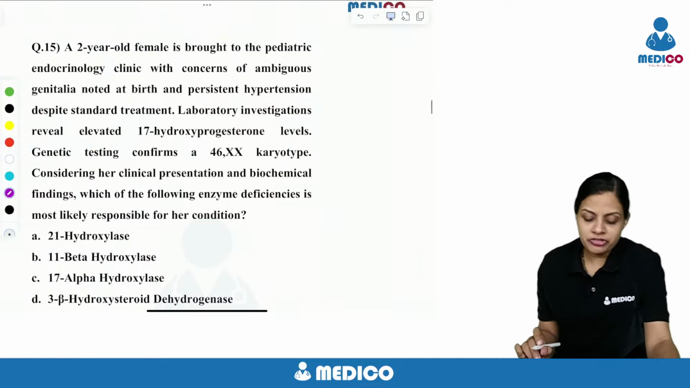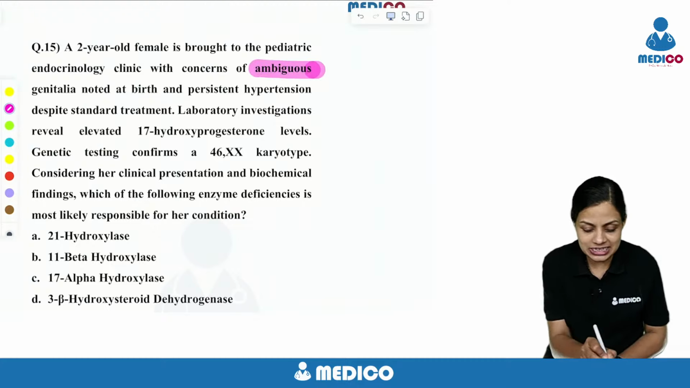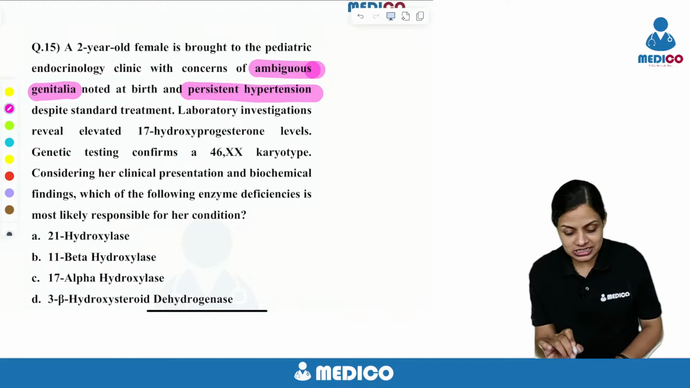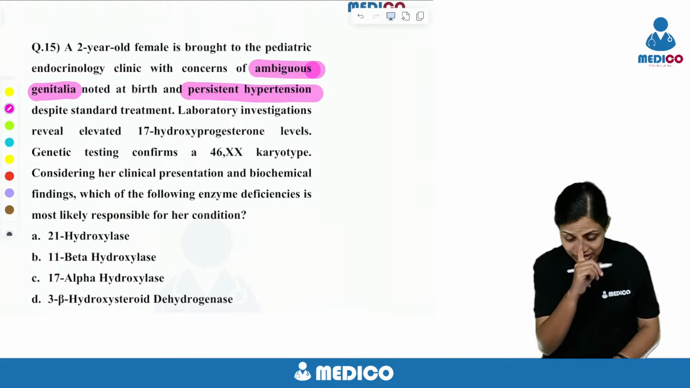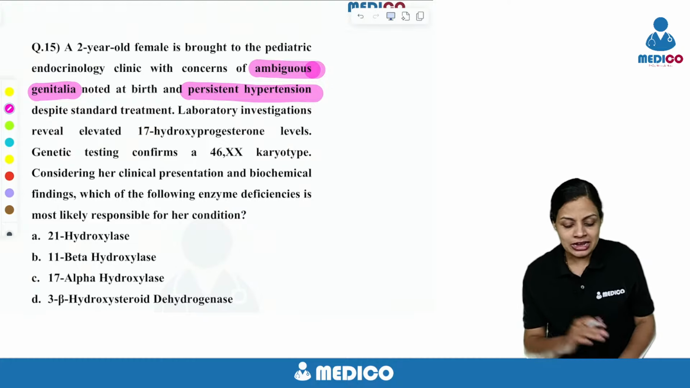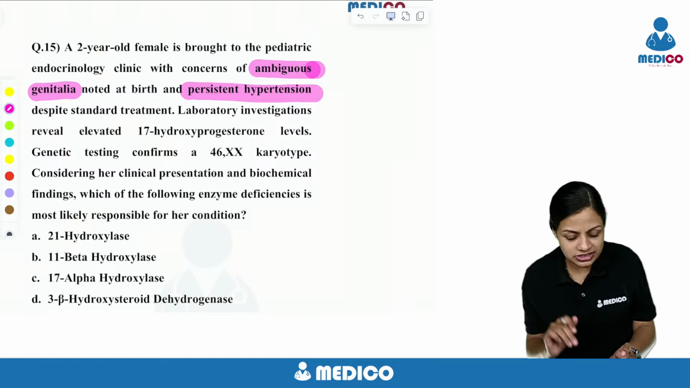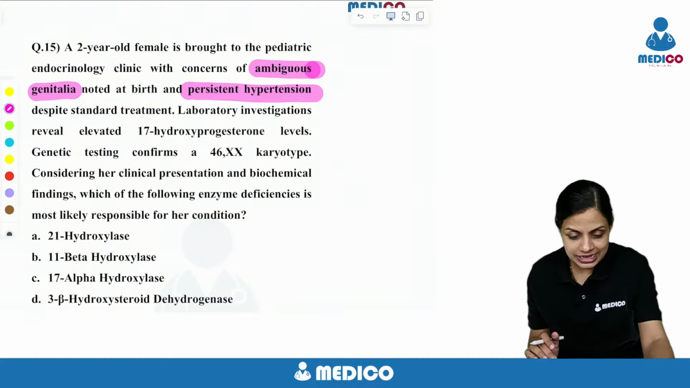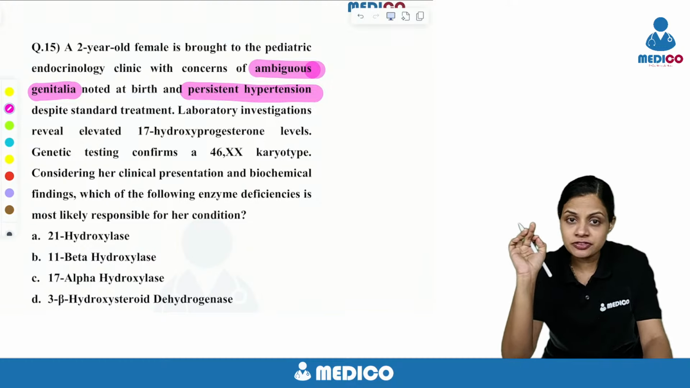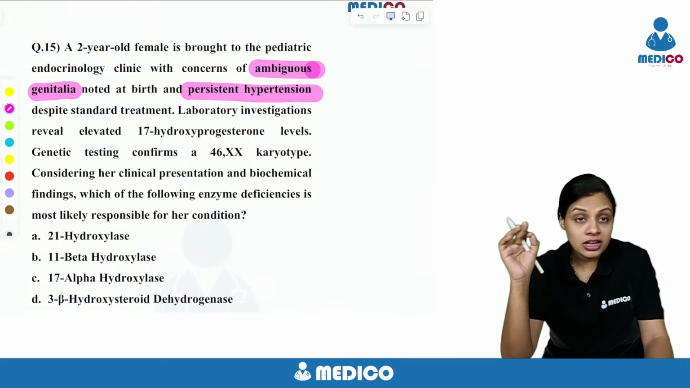Now we have a 2-year-old female. She is brought to the pediatric endocrinology clinic with concerns of ambiguous genitalia noted at birth and persistent hypertension despite standard treatment. Lab investigations reveal elevated 17-hydroxyprogesterone levels. Genetic testing confirms a 46XX karyotype. Considering her clinical presentation and biochemical findings, which of the following enzyme deficiencies is most likely responsible for her condition? I'm sure you know the diagnosis. This is a case of congenital adrenal hyperplasia or CAH. Immediately don't jump into the answer, okay?